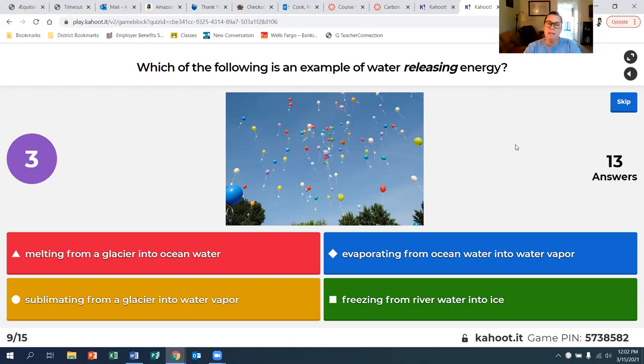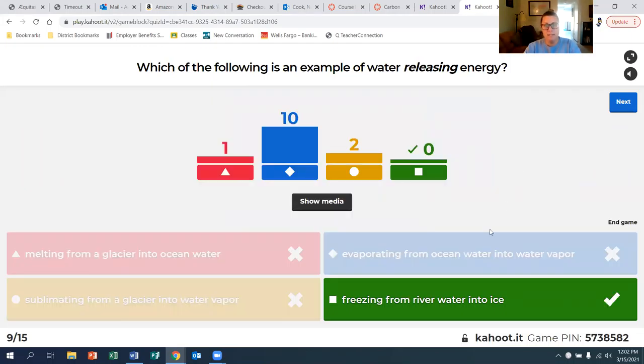The only one that is different as far as going from left to right or right to left is freezing. You're turning water, liquid water, into ice. So when you're going from right to left, that is releasing energy. When you're going from left to right, that's absorbing energy. That's why I had you guys write the diagram.